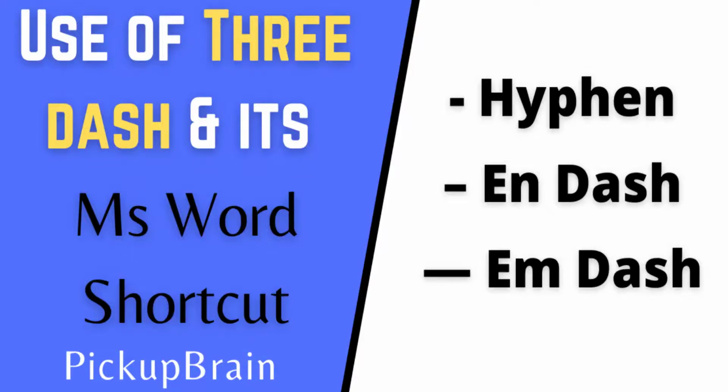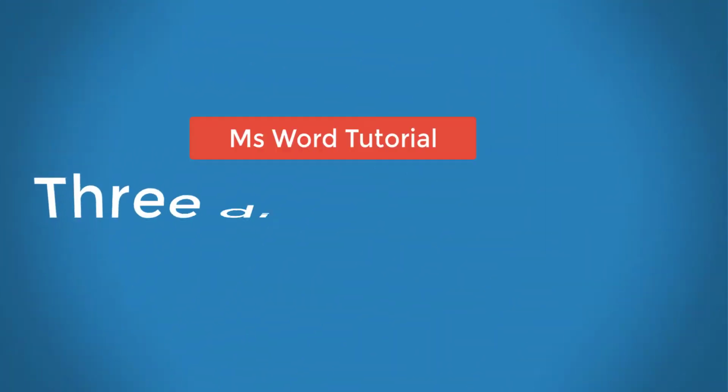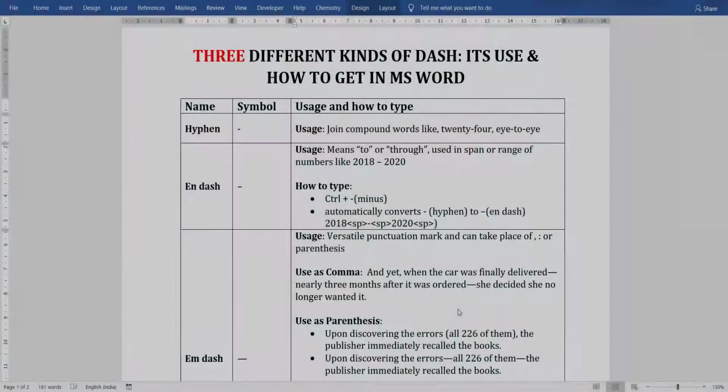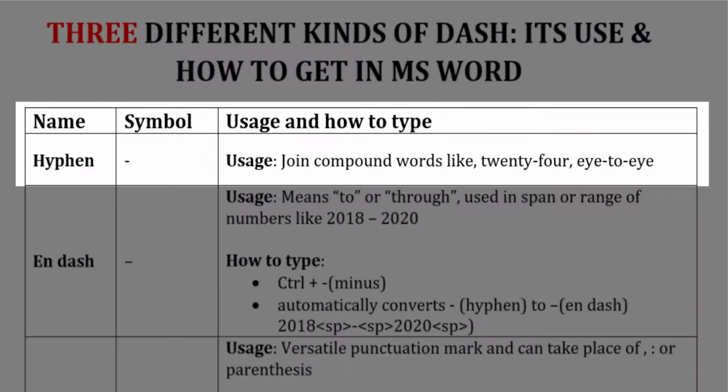In this video I'm going to show you three different kinds of dashes, that is hyphen, en dash and em dash, and what their uses are and how to create them in Microsoft Word. So let us start with the first dash, that is called hyphen.